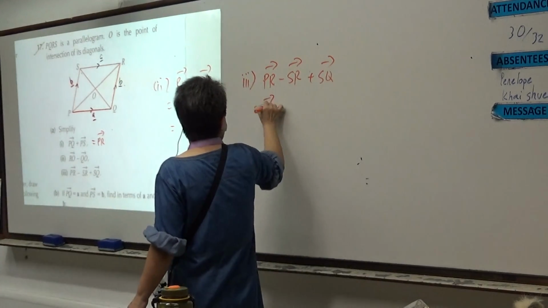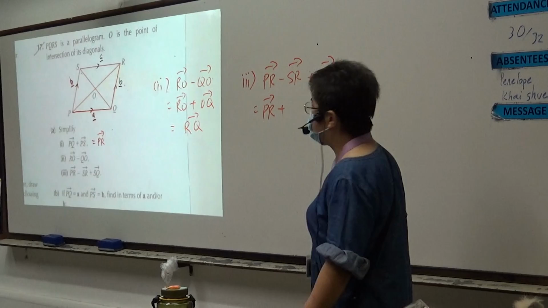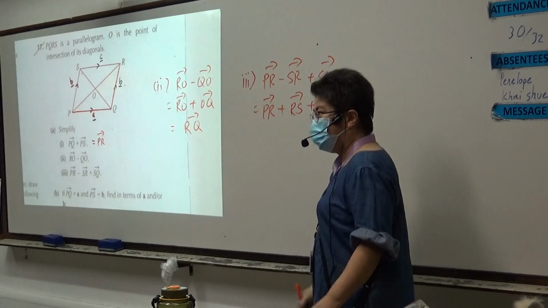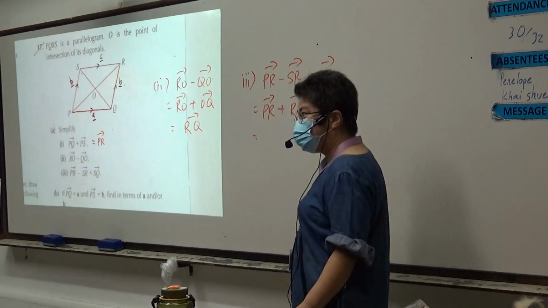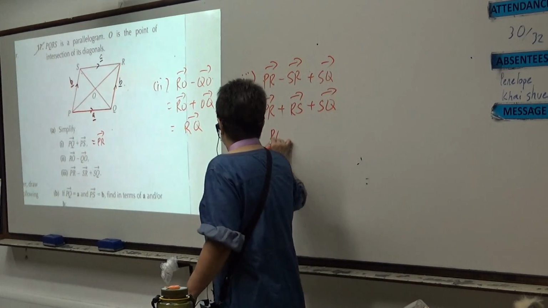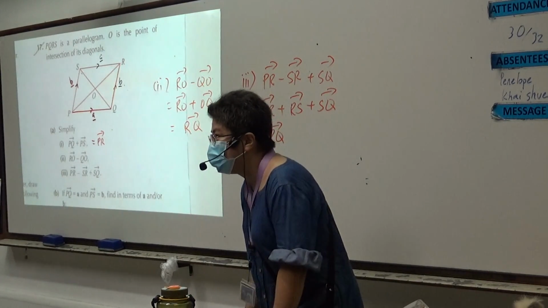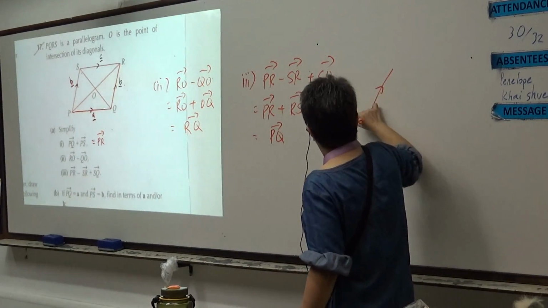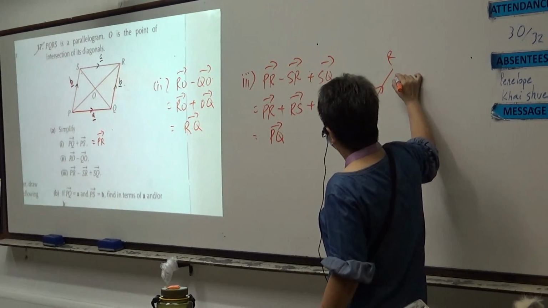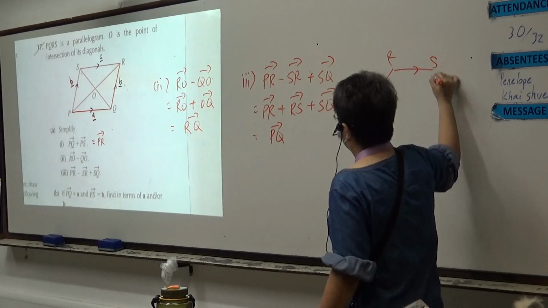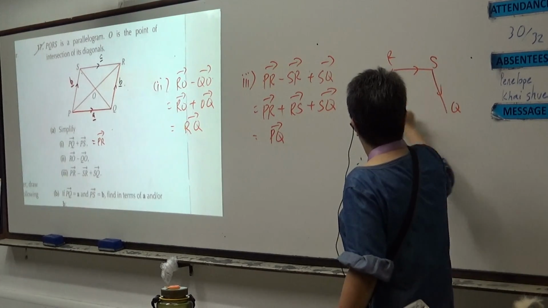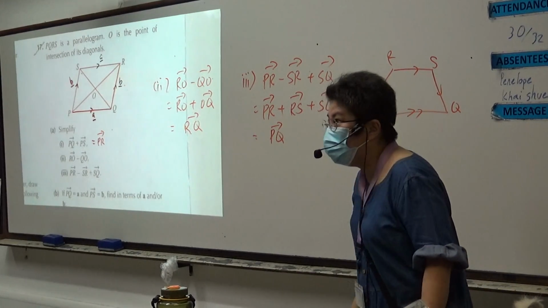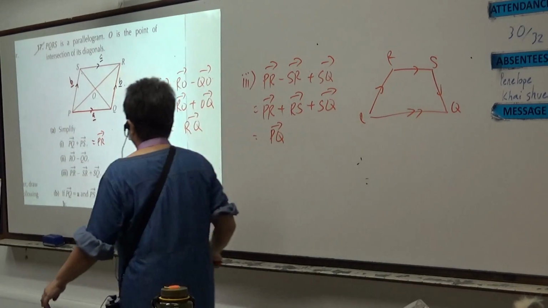Alright, part 3. PR. Now, if I change this to plus, what will it give me? Yes, very good. RS, then plus SQ. Can you see the answer is staring at you already? What's the answer? PQ, right? Actually, if you want to do it in diagram form, this is PR, right? Then RS will be here, then SQ will be here. So this will be the resultant. Can you see? 1, 2, 3, resultant. Everybody okay?